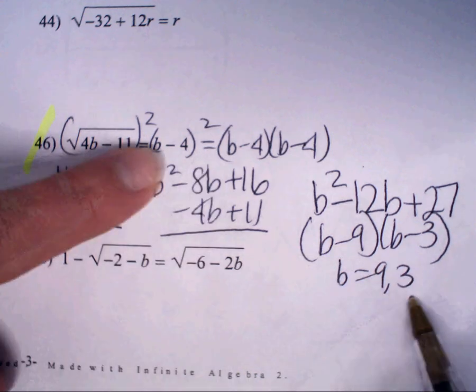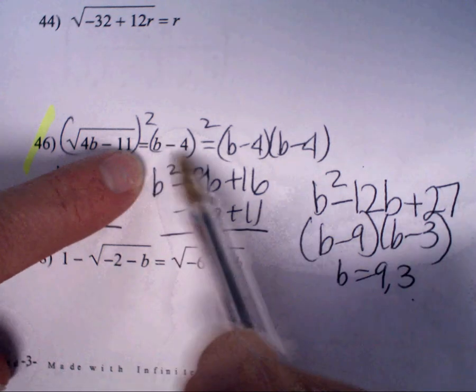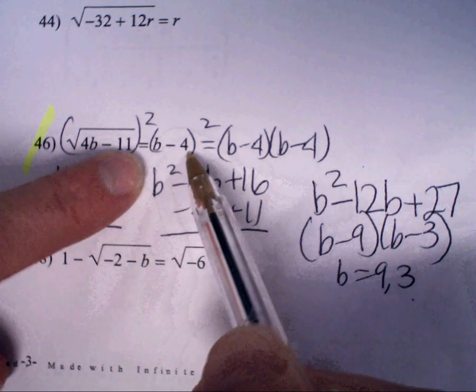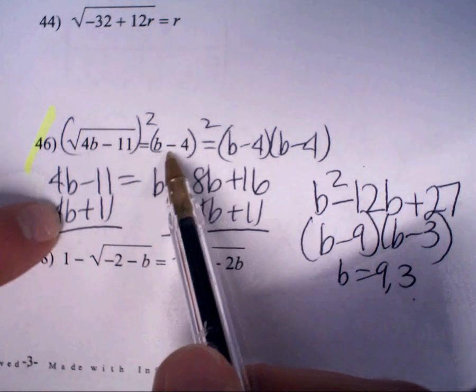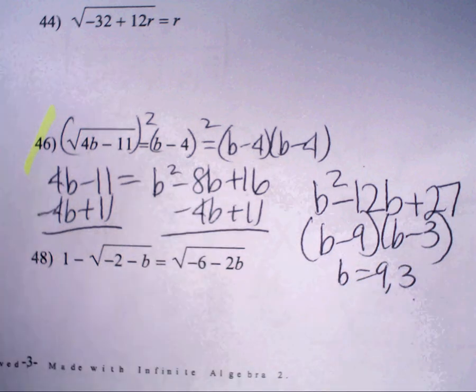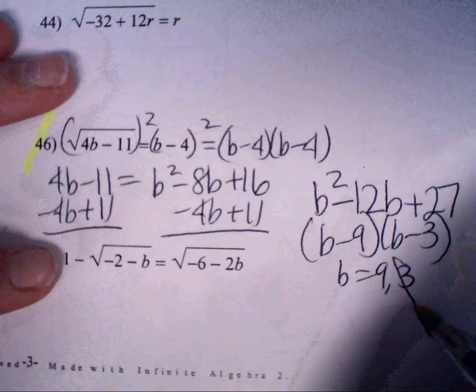The reason 3 is a problem, if I plug in 3, that's 3 minus 4. That's going to be negative 1. Well, if you have a square root equal to a negative, that's not possible. You're not solving, you're just trying to check if it's true. This one would not be included as a solution.